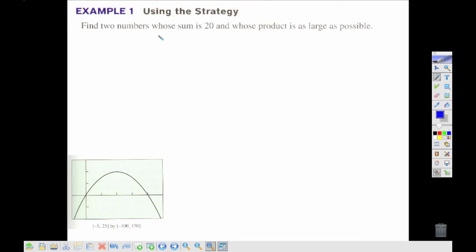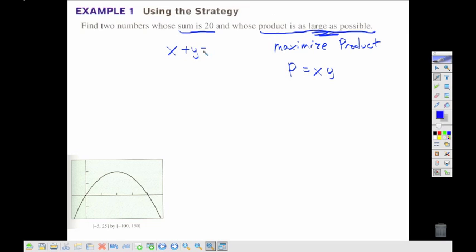In our first problem, we're looking for two numbers whose sum is 20 and whose product is as large as possible. Now the first thing I want to recognize is what I'm trying to find the maximum or minimum of. We want as large as possible, so what we're trying to maximize is the product. So if I'm looking for two numbers, we could say that the product is equal to xy. We also want the sum of those two numbers to be 20.